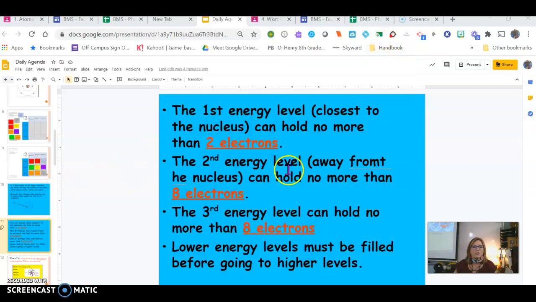Okay, so in your journal, I want you to copy these 4 bullets down, and then we will discuss. Go ahead and hit pause while you copy these in your journal.